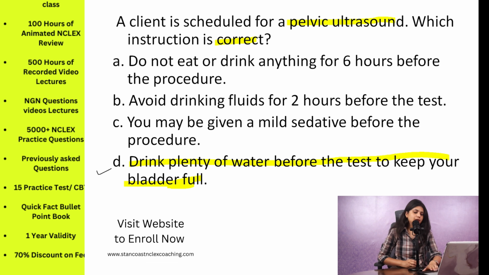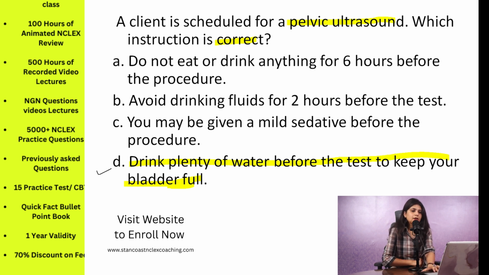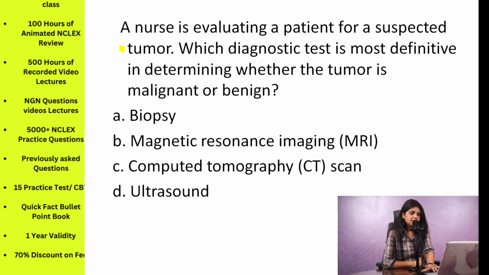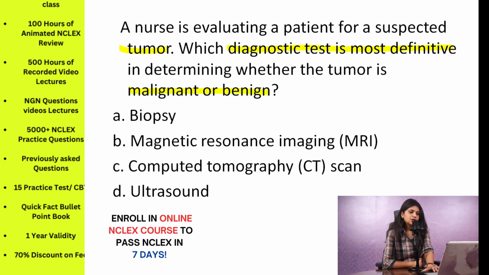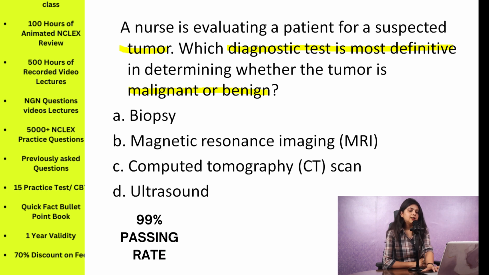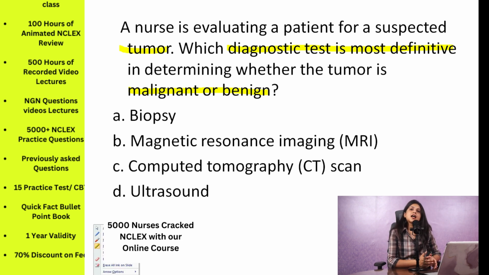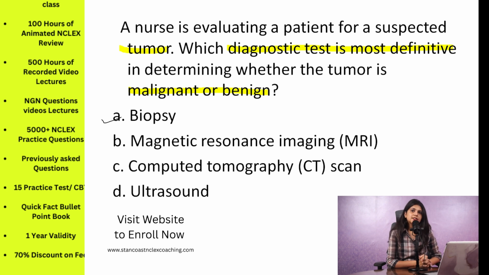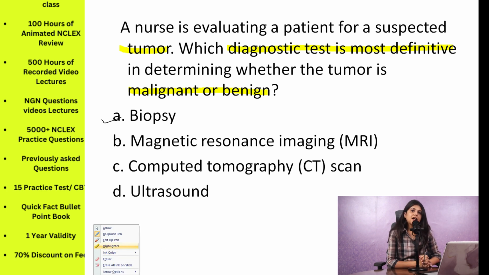Let's tackle another question. A nurse is evaluating a patient for a suspected tumor. Which diagnostic test is most definitive in determining whether the tumor is malignant or benign? A. Biopsy. B. Magnetic resonance imaging. C. Computed tomography scan. D. Ultrasound. Answer. A. Rationale. A biopsy is the gold standard for diagnosing malignancy by allowing microscopic examination of tissue samples.